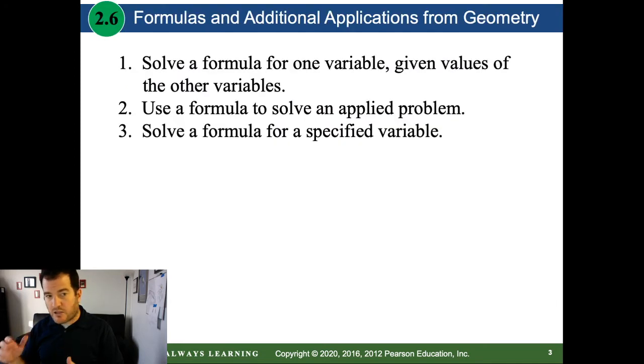Today's lesson is all about formulas. So we're going to talk about formulas. We're going to talk about how to set up formulas, how to solve for specific variables in the formula, kind of all of that stuff, if that makes sense.